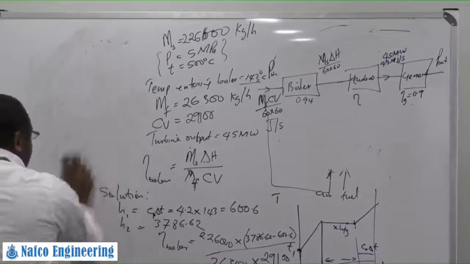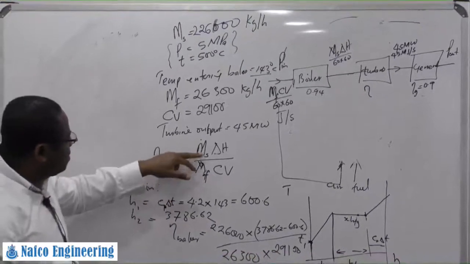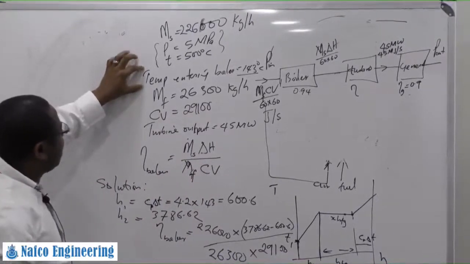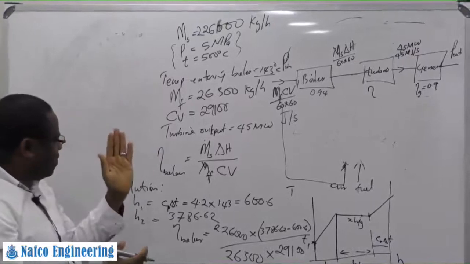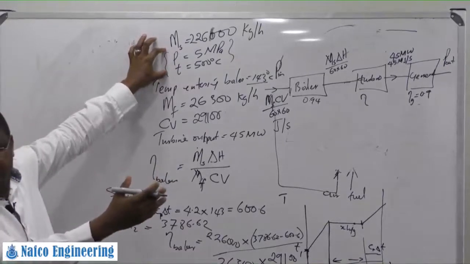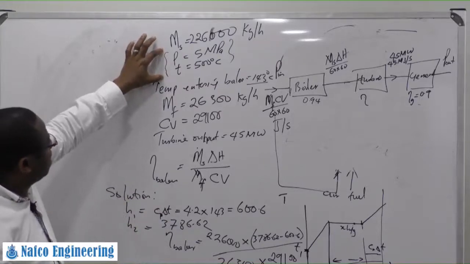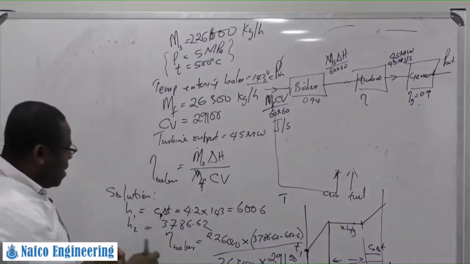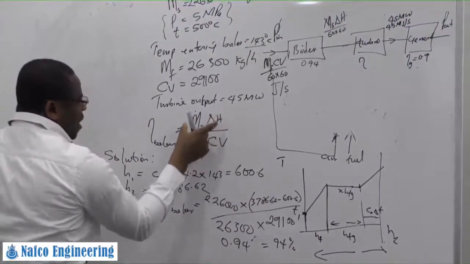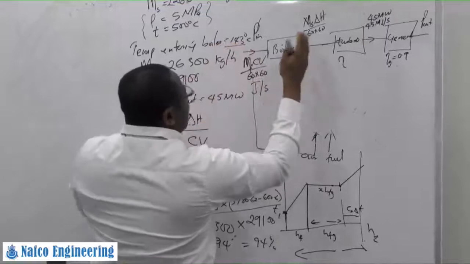Now remember, the first question was to calculate the efficiency of the boiler, which we said is m_s delta H over m_f times CV. We used the temperature into the boiler to calculate the enthalpy into the boiler, and then calculated the enthalpy after the boiler. We saw that it's superheated, so we applied the superheat formula to get the enthalpy. So this is the input to the boiler and the output of the boiler.